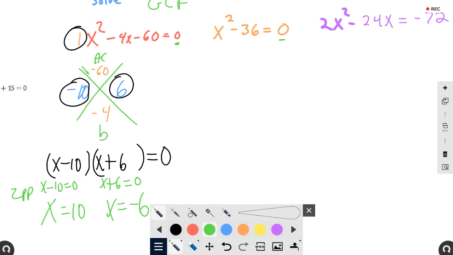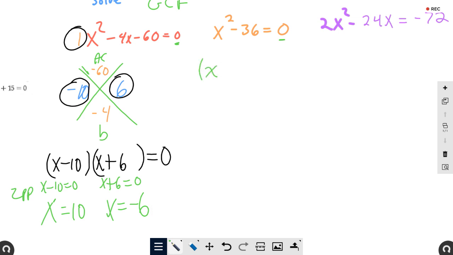Because b equals 0, I had to think of two different numbers that add to 0 and multiply to negative 36. And so the two different numbers need to be opposites of each other. I just thought of the square root of 36 and thought of 6 and 6. So because it's negative, it has to be 6 and negative 6.